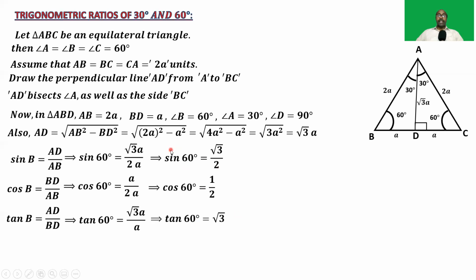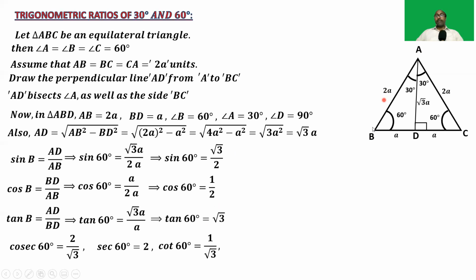Now the multiplicative inverses of these trigonometric ratios. So the multiplicative inverse of sin 60 degrees is cosec 60 degrees, which is equal to 2 by root 3. And the multiplicative inverse of cos 60 degrees is sec 60 degrees, which is equal to 2. And the multiplicative inverse of tan 60 degrees is cot 60 degrees, which is equal to 1 by root 3.